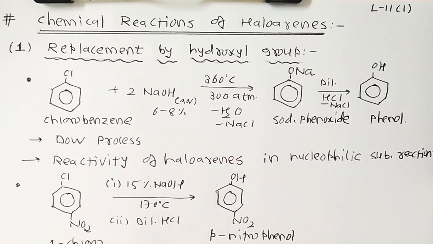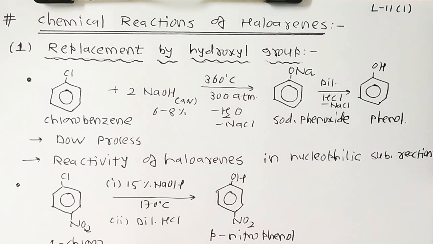The low reactivity of aryl and vinyl halides, we discuss with some points. The first point is the resonance effect, then the difference in the hybridization of the carbon atom in the C-X bond. The next point is the polarity of the carbon-halogen bond, then the instability of the phenyl cation and electronic repulsion. So these are the factors which affect the haloarene compound in nucleophilic substitution reactions.